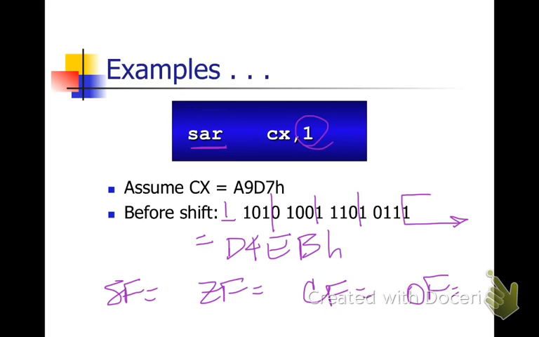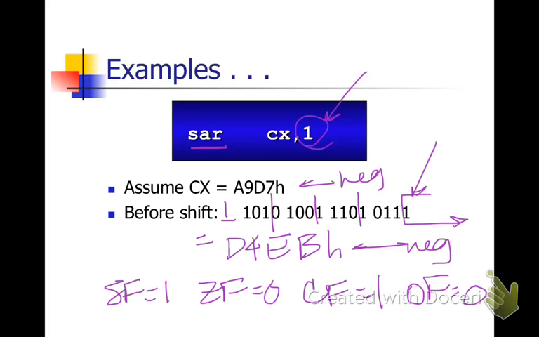Sign flag. My result is negative. Sign flag will be set. It's not 0. Zero flag will be cleared. Carry flag, last bit shifted out was a 1. And it is a single bit shift, therefore the overflow flag will indicate if there's a sign change. That was negative to begin with. It is still negative, so overflow flag will be 0. So in this case, only the carry flag and sign flag will be set in this case.